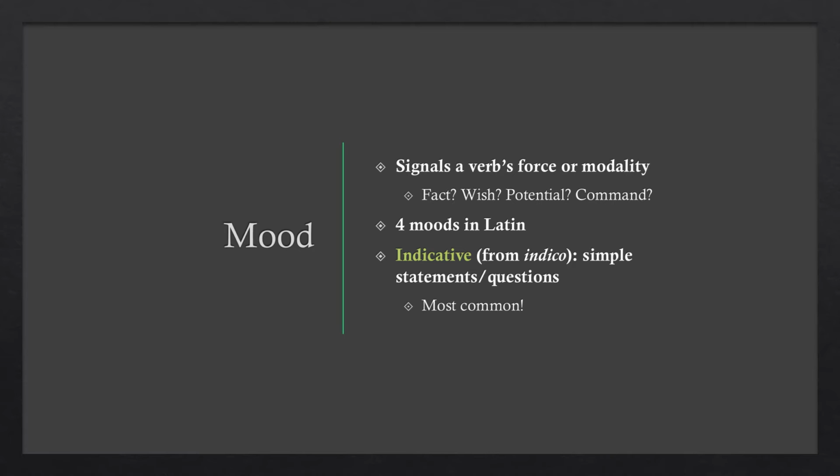For now, we only know one mood, the indicative. Indicative comes from the Latin verb indico, which means to declare or state. The indicative mood is the most common mood, and it expresses simple statements of fact.